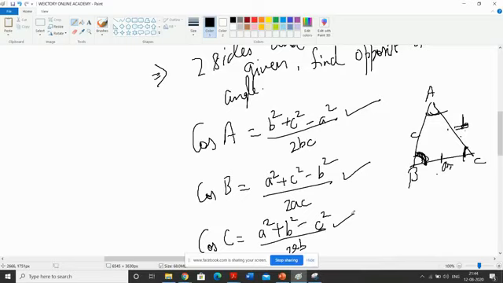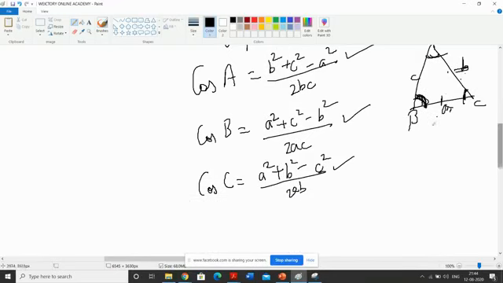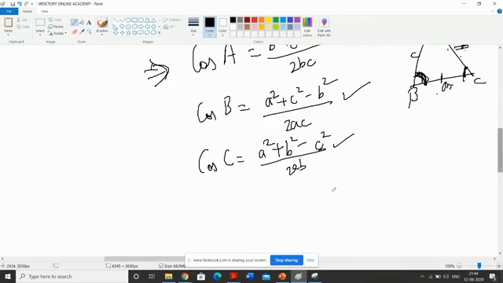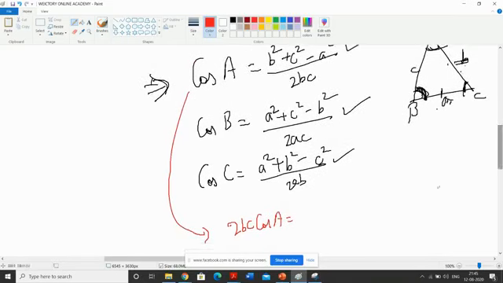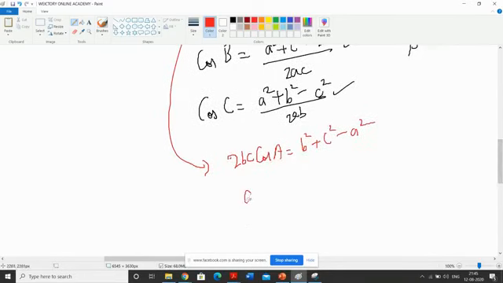This is what the cosine rule is. So if all three sides are given, you can find all the angles using the cosine rule. And if you manipulate this formula, what will you get? I'm writing it here. 2bc gets multiplied with cos A. So you'll get 2bc cos A equals b square plus c square minus a square. So from here, if you want to find a square, that will be b square plus c square minus 2bc cos A, right?